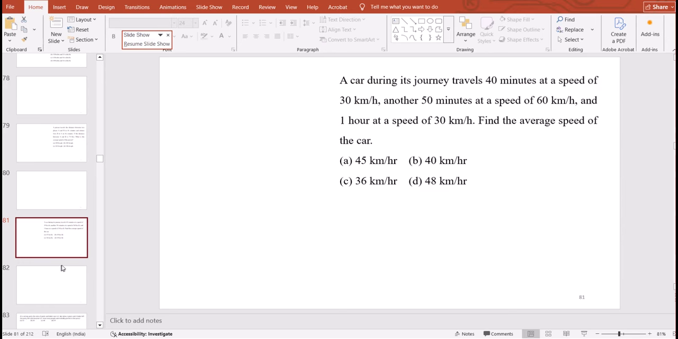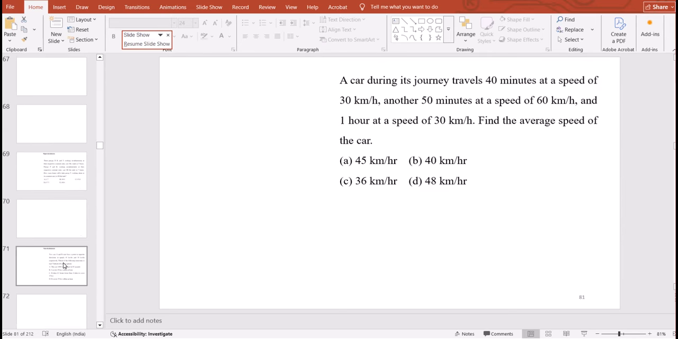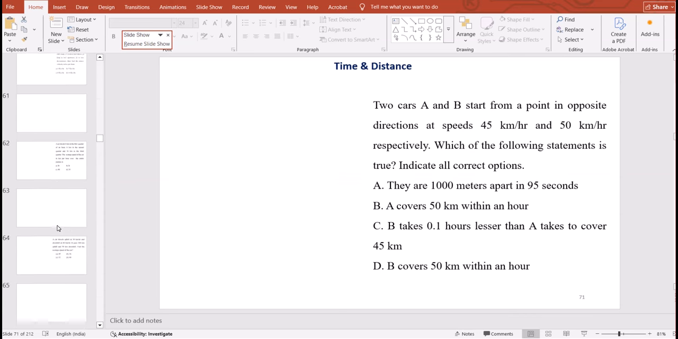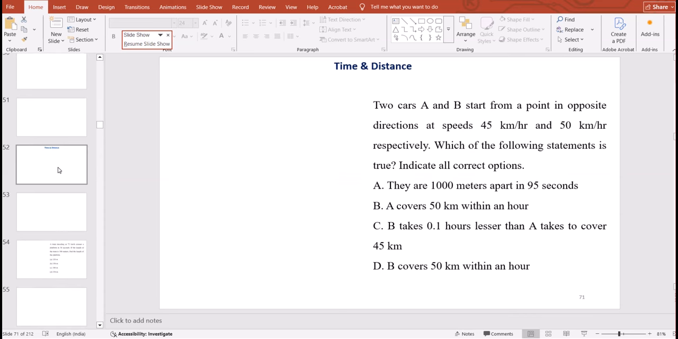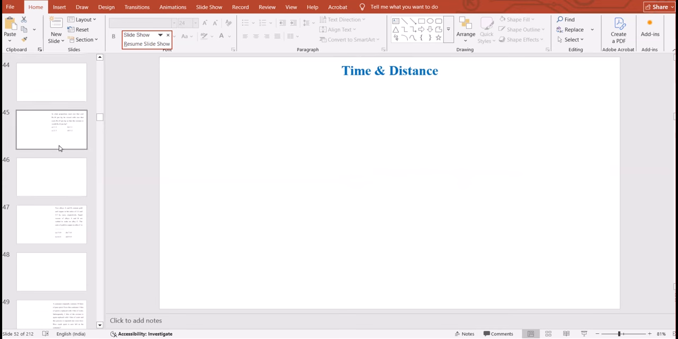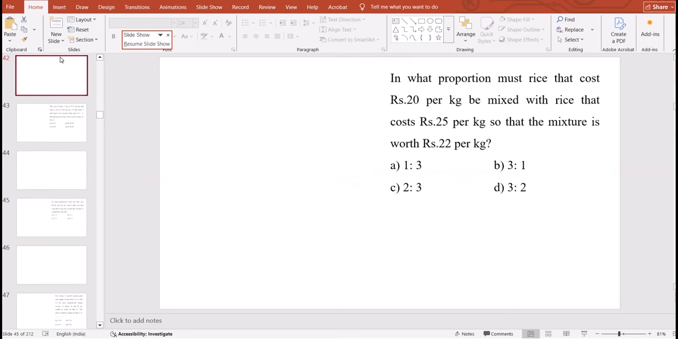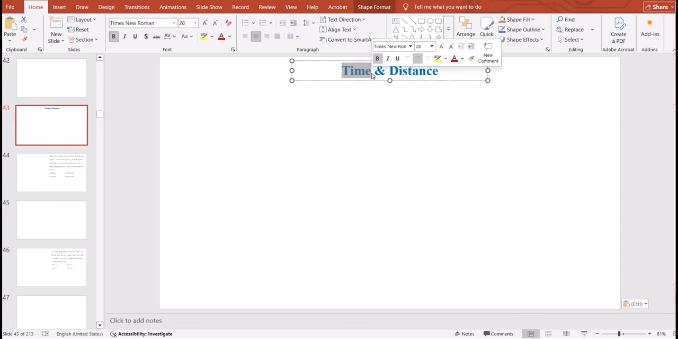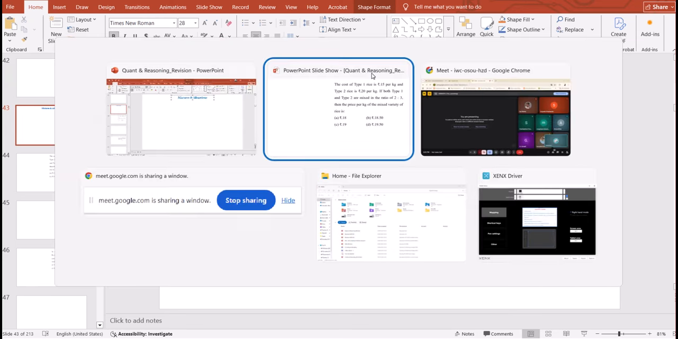In mixtures and alligations, there are 3 different types of questions in general. One is ratio given, one is ratio not given. Mixed ratio given, mixed ratio not given, like that. This first question, whatever I kept just now, is regarding ratio given. Next one, ratio not given. Other one, removal and replacements like that. There are three different types of questions in this mixture and alligation.